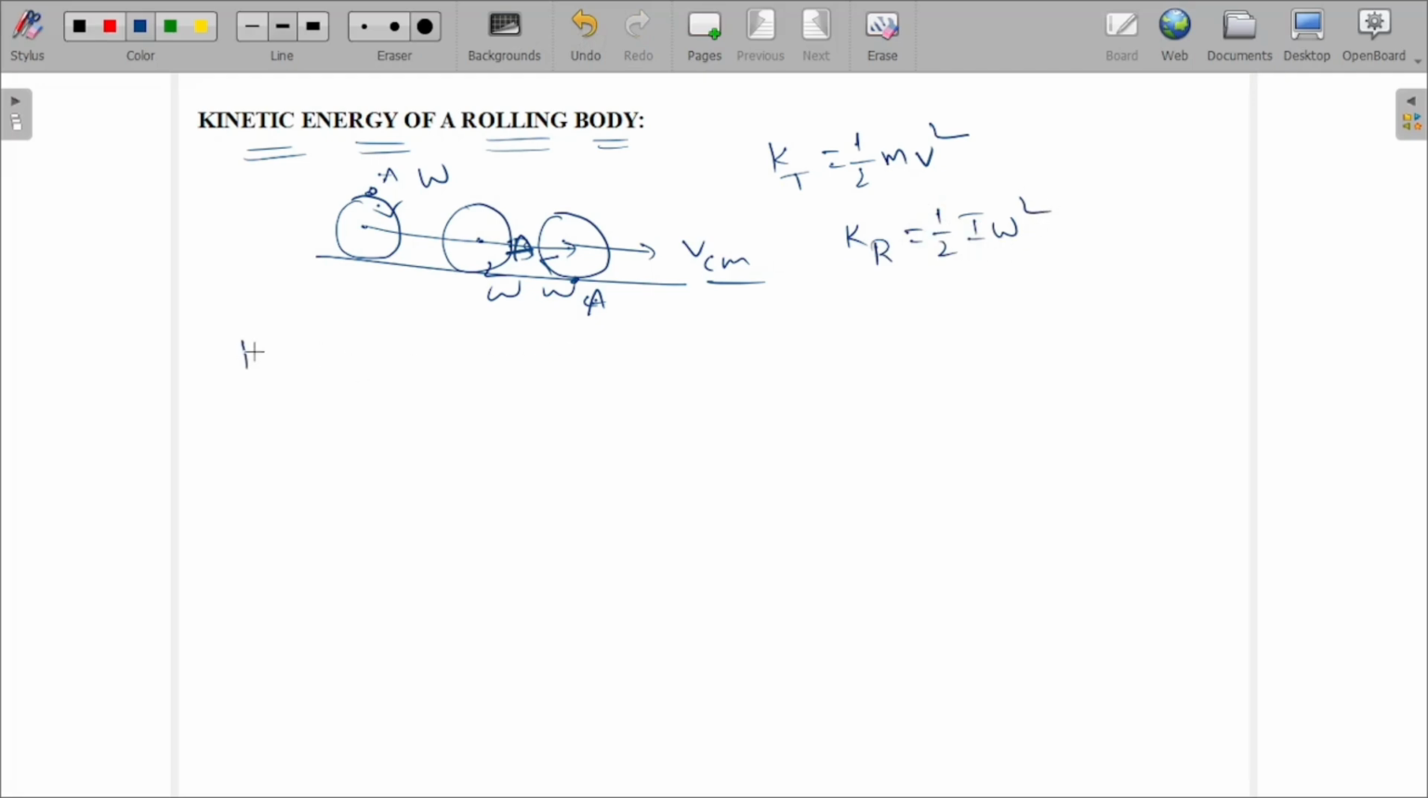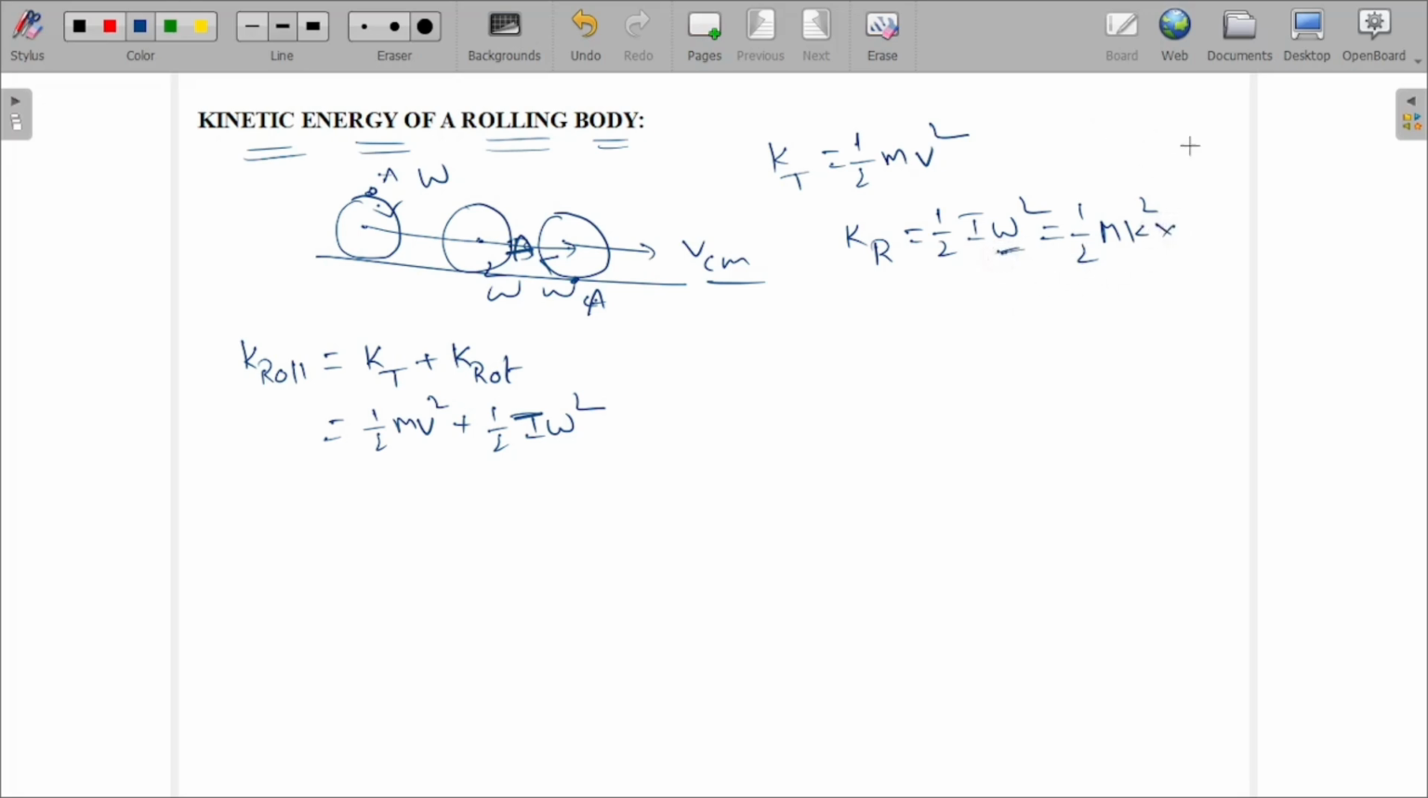Now, what is the total kinetic energy of rolling? The total kinetic energy of rolling is kinetic energy translational plus kinetic energy rotational. Translational is half m v square plus rotational half I omega square. Here I is the moment of inertia. What is the formula for that? I equal to m k square, with k the radius of gyration. So half m k square into omega square.